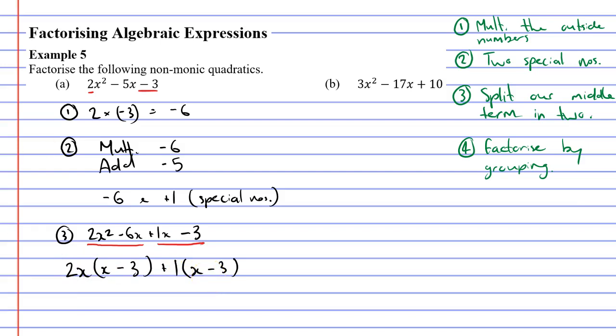Now you might remember from that previous topic, if you've got two sets of brackets the same, you rewrite it in just one set of brackets, x minus 3, and then you take your two terms here, the 2x and the plus 1, and you put that in another set of brackets, 2x plus 1, like so.